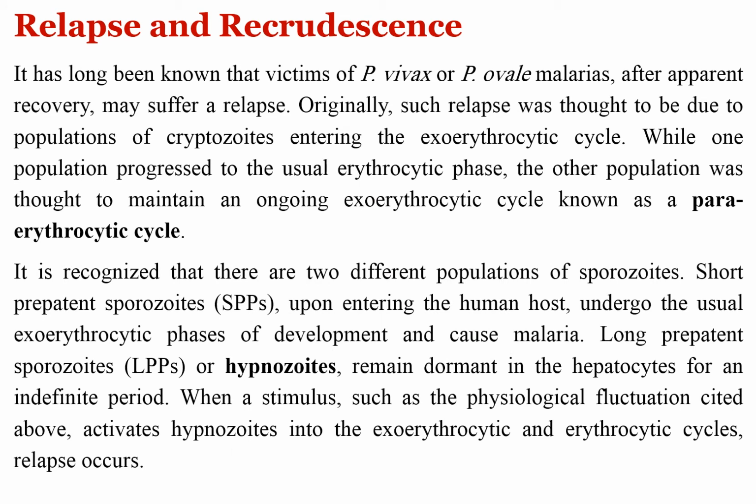Relapse and recrudescence. الانتكاسة وعودة الإصابة. It has long been known that victims of Plasmodium vivax or Plasmodium ovale malarias after apparent recovery may suffer a relapse. Originally, such relapse was thought to be due to populations of cryptozoites entering the exoerythrocytic cycle. While one population progressed to the usual erythrocytic phase, the other population was thought to maintain an ongoing exoerythrocytic cycle known as a paraerythrocytic cycle.